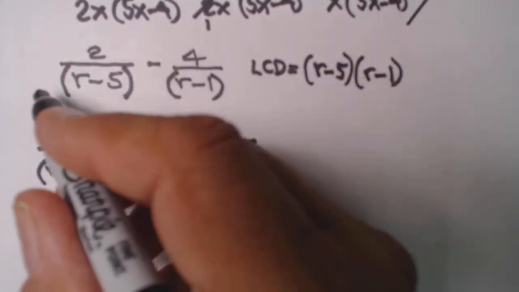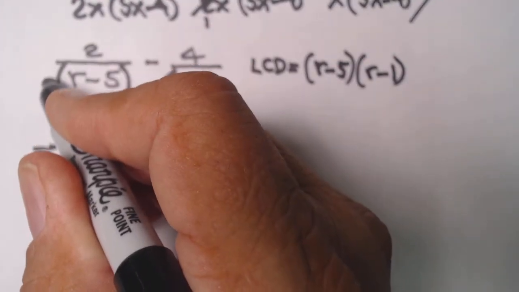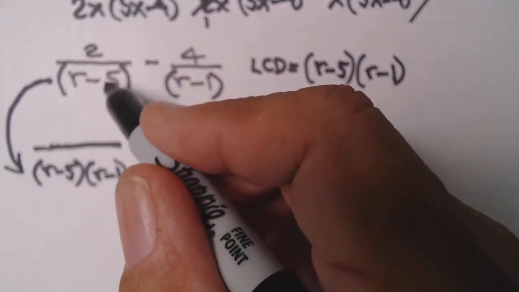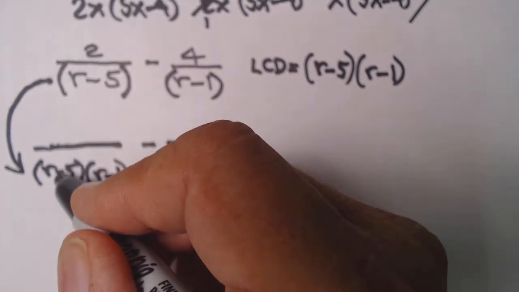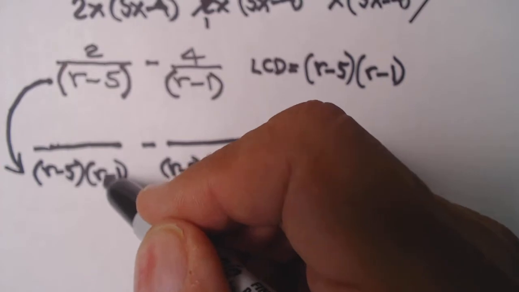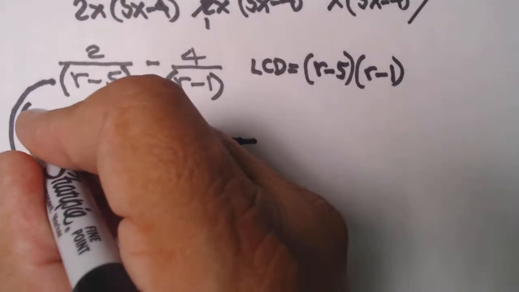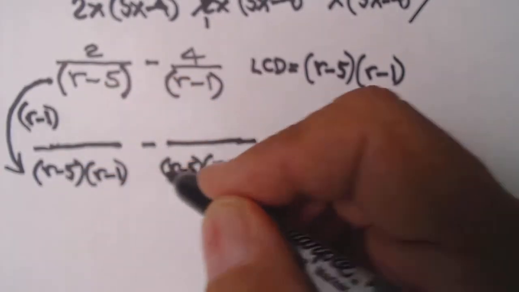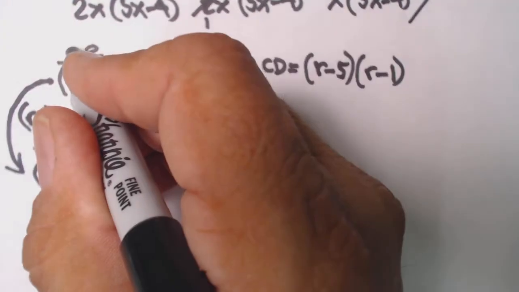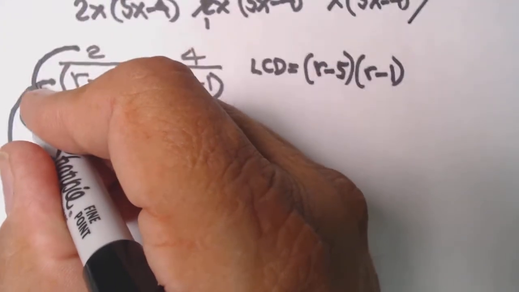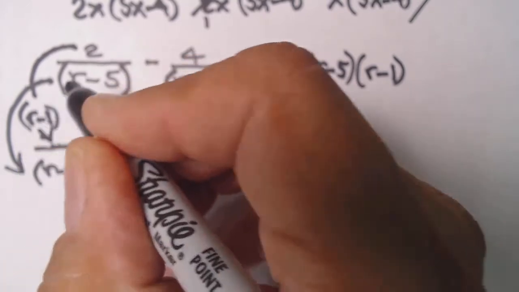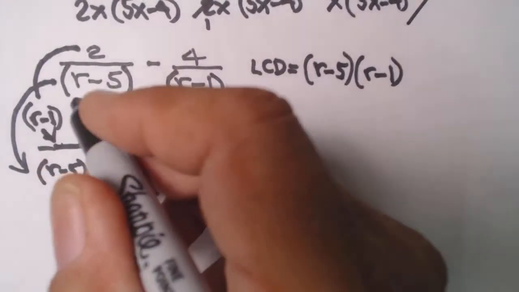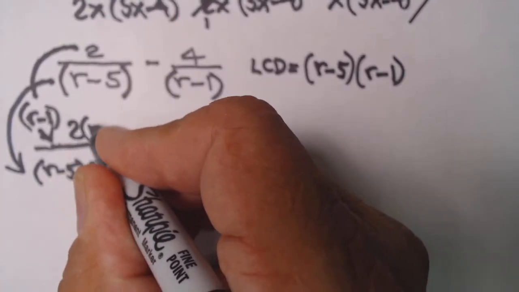Now remember, here's what you do to figure out the change that you have to make. Compare the original denominator to the new one that you have. Originally we had r minus 5, now we have r minus 5 times r minus 1. So you can see that we have to multiply by r minus 1. Take this one times r minus 1, we get this. Okay, well now that means of course that for the top here, you've got to multiply it by the same thing. So I'm going to just indicate it, we'll distribute it out in a moment, but 2 times r minus 1. Okay, here we go.